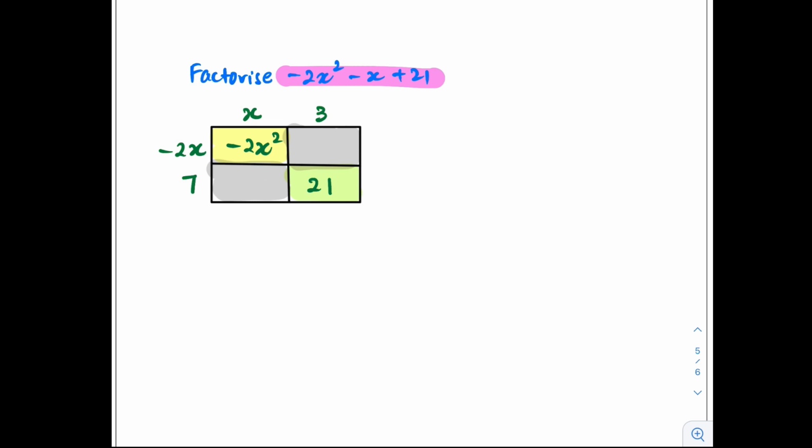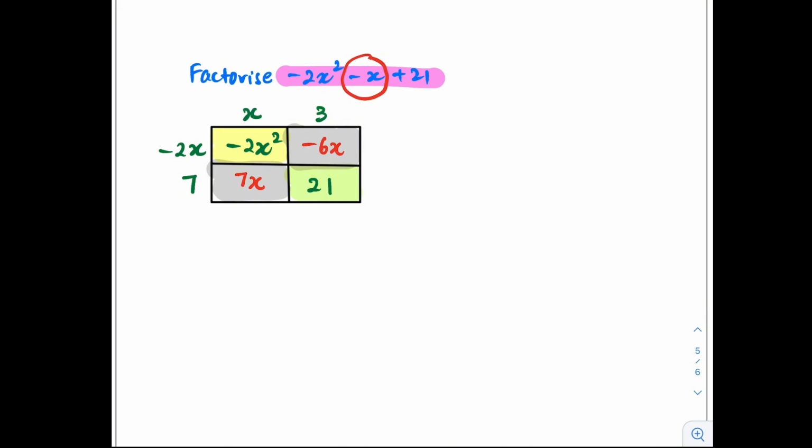So we have negative 2x times 3. So in the first gray box, we are going to get negative 6x. In the second gray box, we are going to get 7x. Now let's check. If we sum 7x and negative 6x, we would get 1x. But what are we supposed to get? We are supposed to get negative x. So what can we do to get negative x? Perhaps we can try to switch the negative signs around.